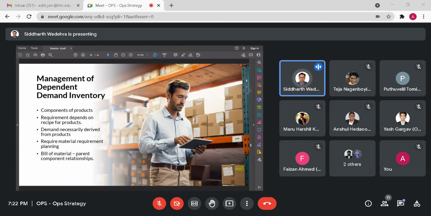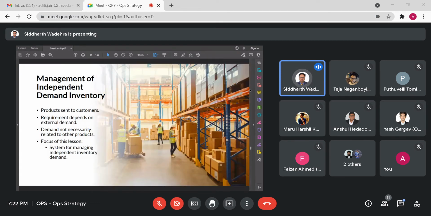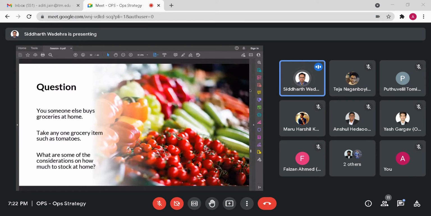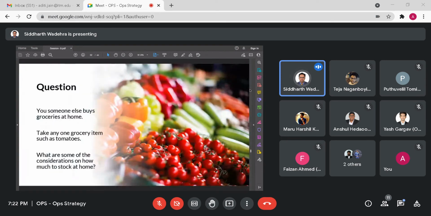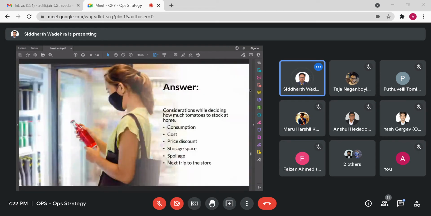We looked at management of dependent demand inventory and independent demand inventory. We looked at some of the considerations when we would look to stock some of the items in our houses. And we saw that it's pretty much the same for most of our organizations as well. It's a set of very similar attributes and traits that we have to look at.